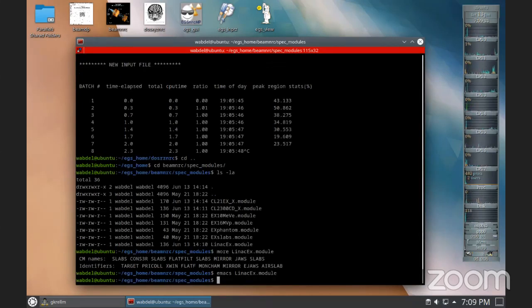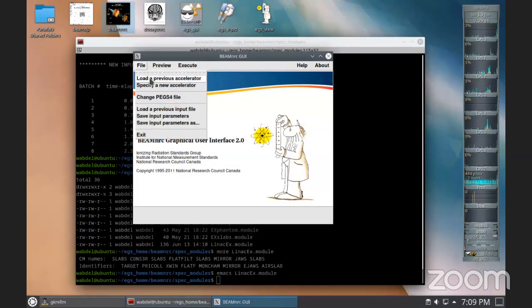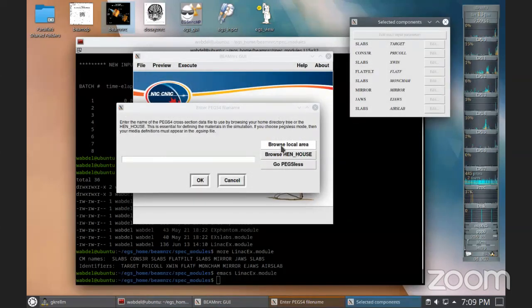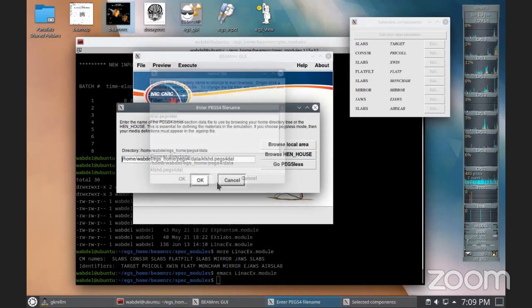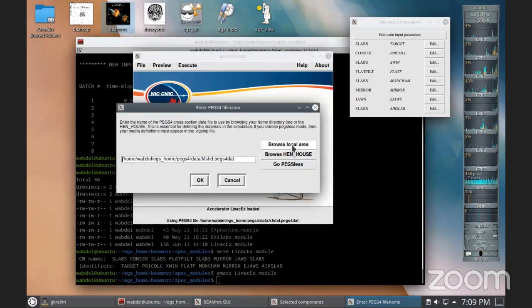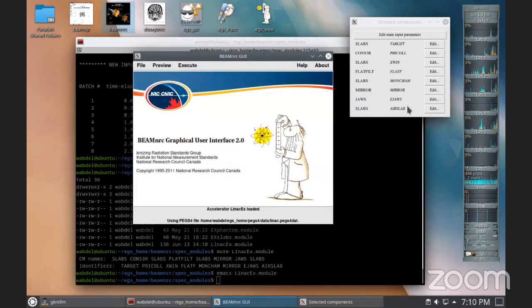Okay, you can build it. You can basically go to your GUI and open the spec modules, or open the accelerator from there, and you will immediately find it. So let's go there. File, we'll load the previous accelerator. And this is the linac I sent you. So, okay, I think this is the file. Oh, this is the other one. Okay. So these are the component modules as listed in the accelerator: slabs, CONS3R, slabs, whatever.